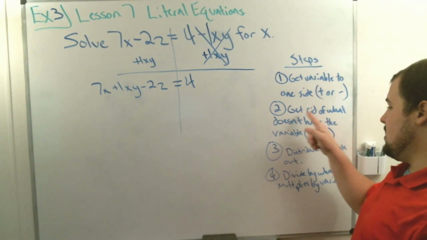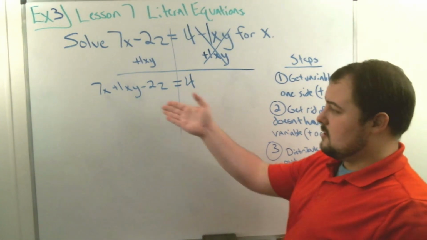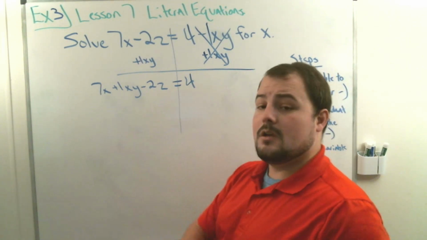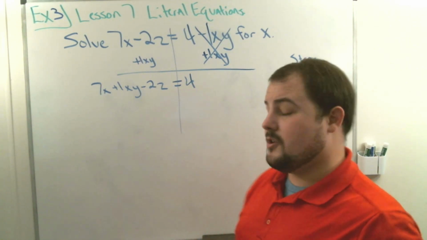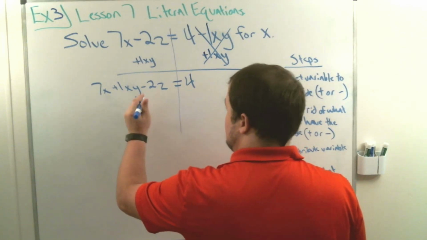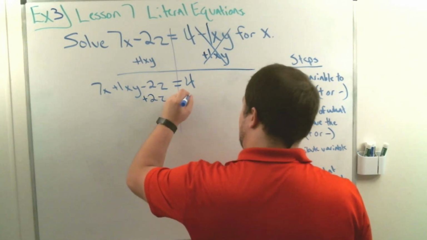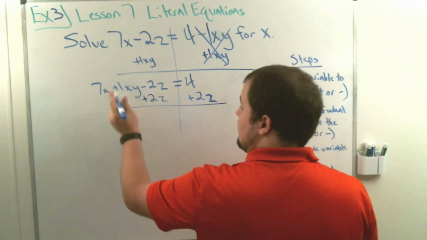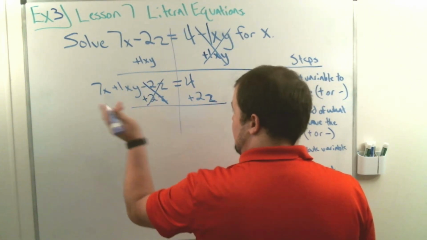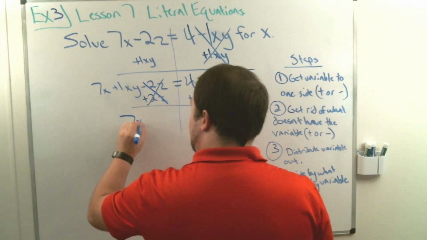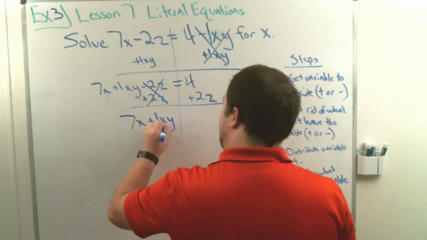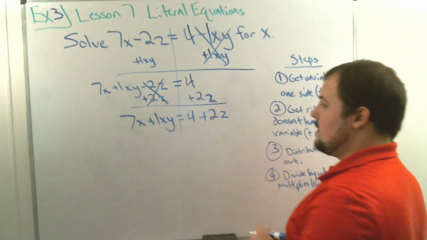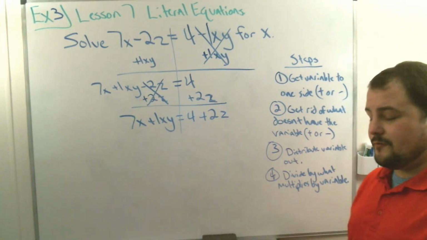The next thing we do is get rid of what doesn't have the variable. So looking at this, one of these pieces doesn't have the variable. This one. We're going to get rid of it by adding it or subtracting it. Since this is a negative 2z, we're going to add 2z. And if we add 2z to one side, we add 2z to the other side. A negative 2z plus 2z cancels out. So here we have 7x plus 1xy equals 4 plus 2z. Really large problem so far.